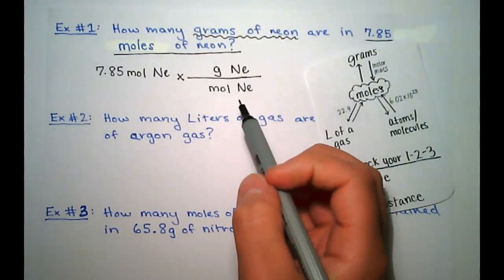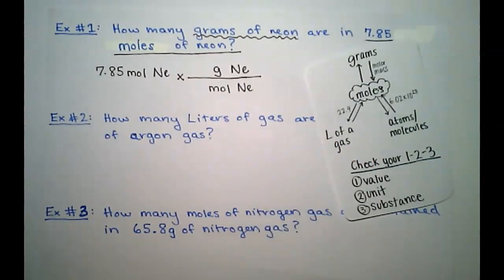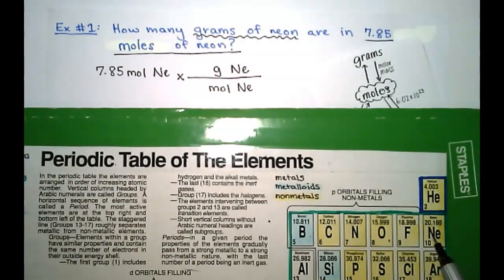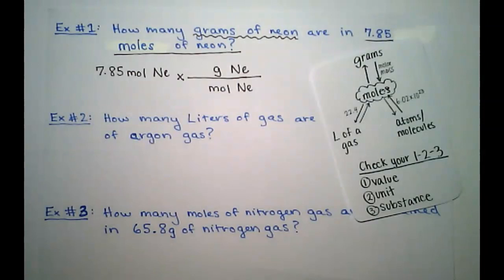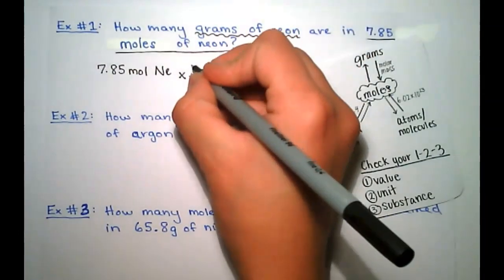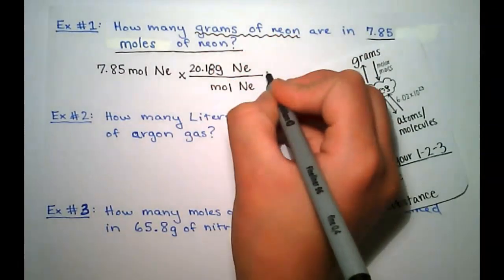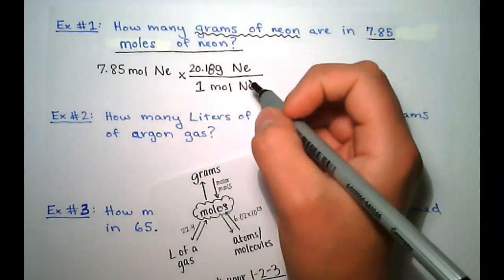Now I just need to find some numbers to put in my conversion factor. And to find those numbers, we look at our periodic table. So I need to know how many grams of neon there are in 1 mole of neon. And looking at my periodic table, it says that there are 20.180 grams of neon per mole. So I'm going to fill that in, 20.18 grams of neon for every 1 mole of neon. So now I have my conversion factor set up.